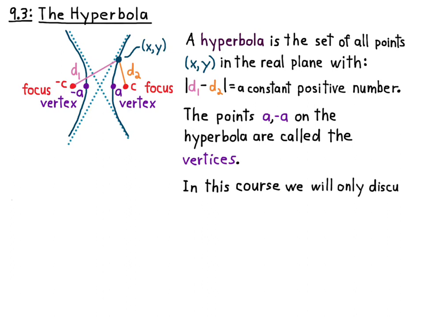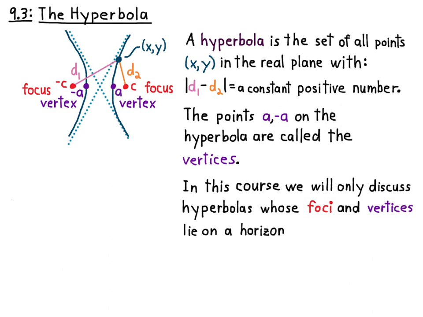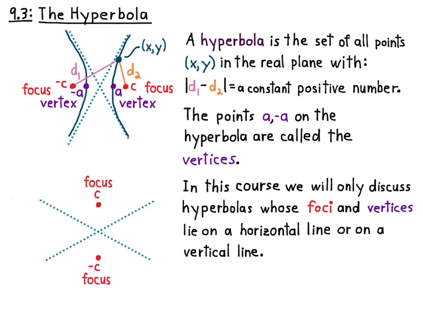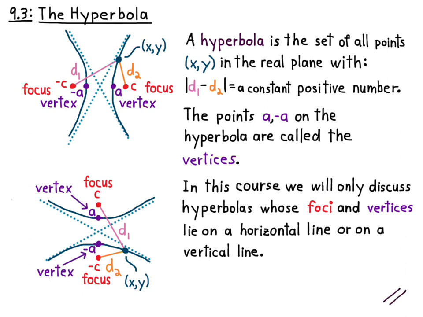I mentioned this too, so I'm just writing it out so you have it in your notes. In this course, we will only discuss hyperbolas whose foci and vertices lie on a horizontal line or on a vertical line. It's just for simplicity's sake, because we just want to get the basic idea here. So we have two types of hyperbolas.